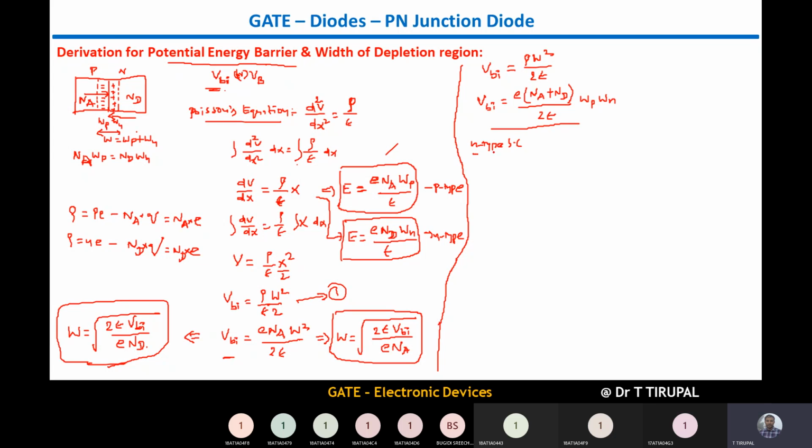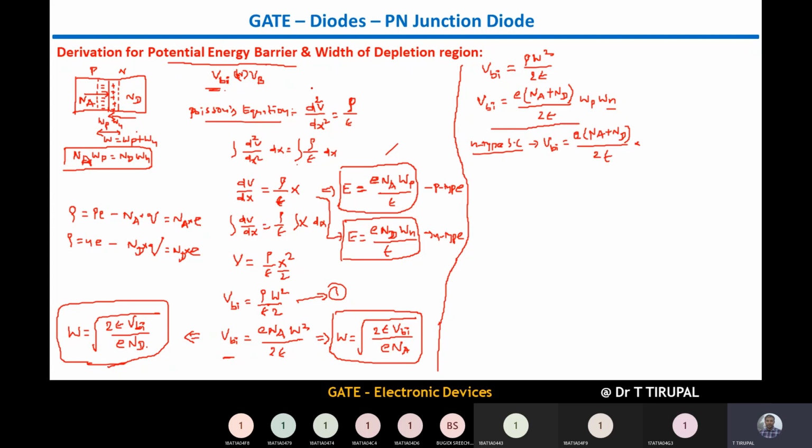Exclusively for n-type semiconductor, what happens? For n-type semiconductor, built-in potential VBI is equal to q into Na plus Nd, whole divided by 2 epsilon, and if it is n-type semiconductor, this Wp should not be there, right? What is Wp in terms of Wn? What is Wp in terms of Wn? That is important. See this equation.